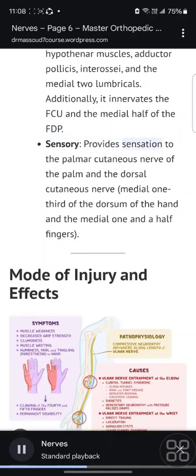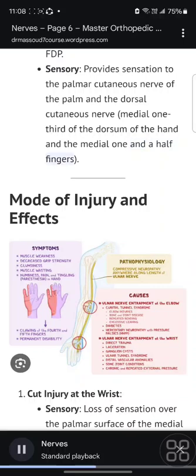Sensory: provides sensation to the palmar cutaneous nerve of the palm and the dorsal cutaneous nerve, medial 1/3 of the dorsum of the hand and the medial 1½ fingers.